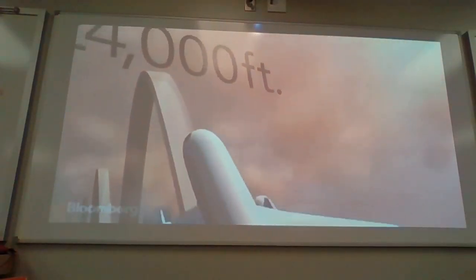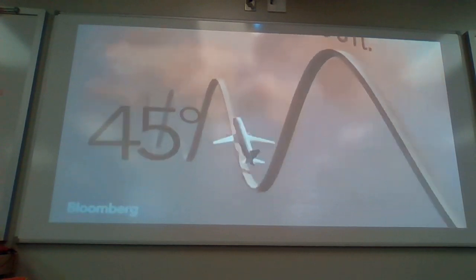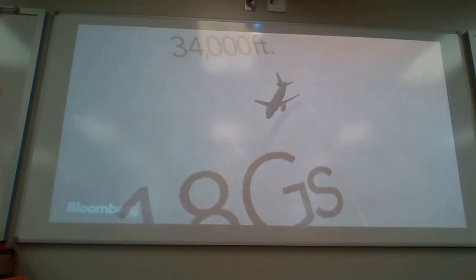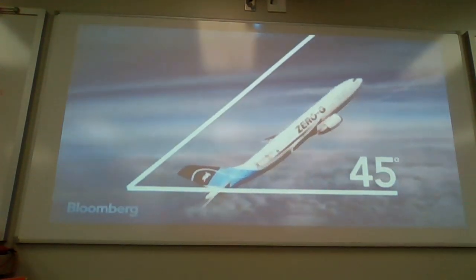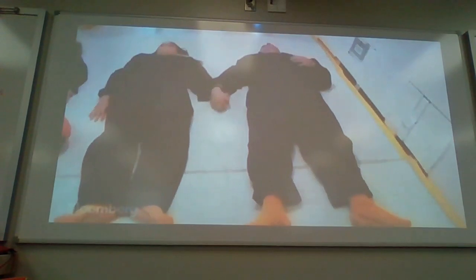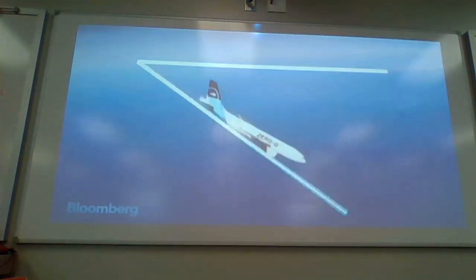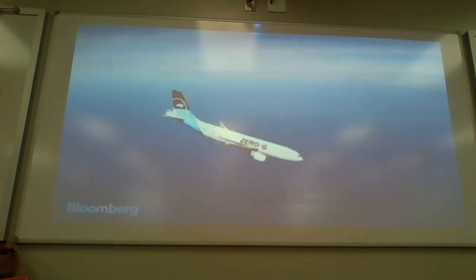Okay. The plane climbs to 24,000 feet, in our case from the Gulf of Mexico, and goes into a series of parabolic arcs. The aircraft climbs at an extreme angle, 45 degrees. It feels like 1.8 Gs, nearly pinning passengers to the floor. And then at 34,000 feet, it begins to dive at an equally extreme angle for half a minute.